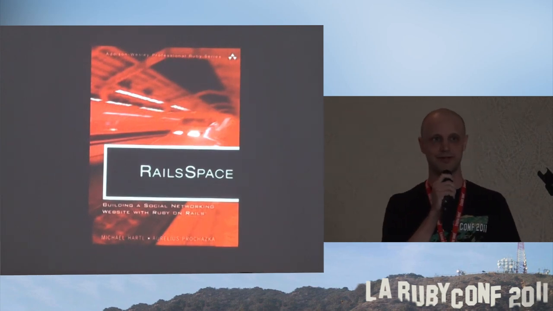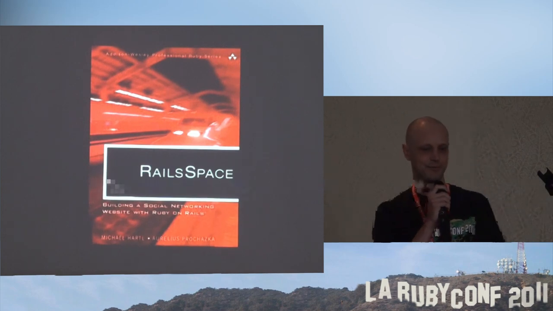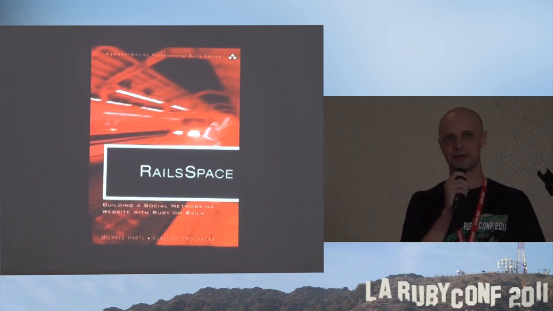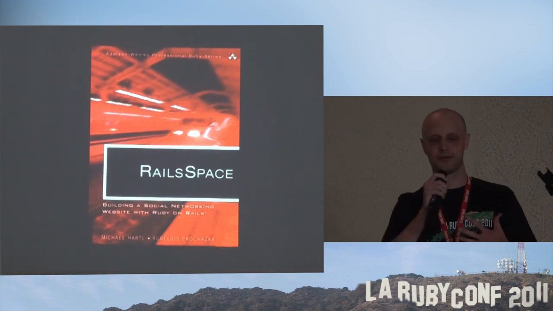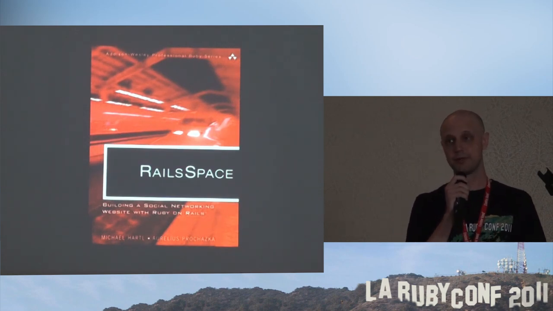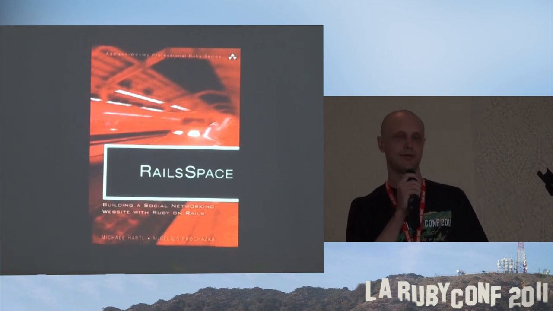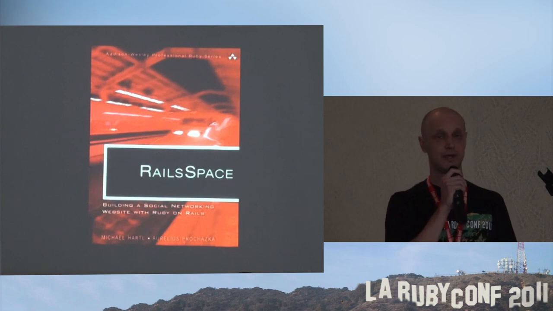I'd like to apologize for the title. This is my fault. The title is Railspace, Building a Social Networking Website with Ruby on Rails. And so people thought it was about social networking, building a social networking website. But it really was just a Rails tutorial book that happened to use a social networking website as its example application.